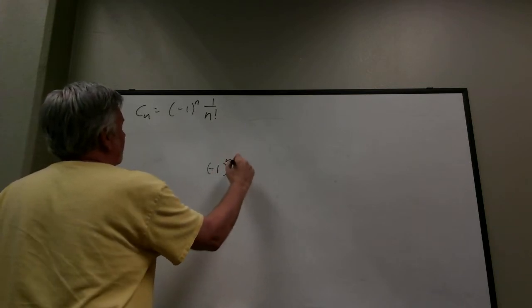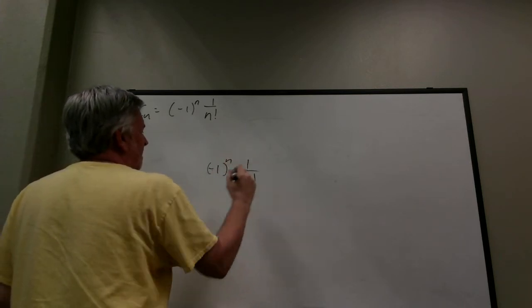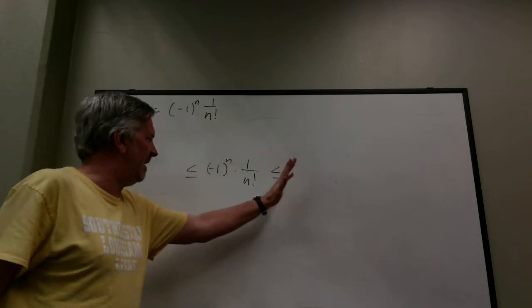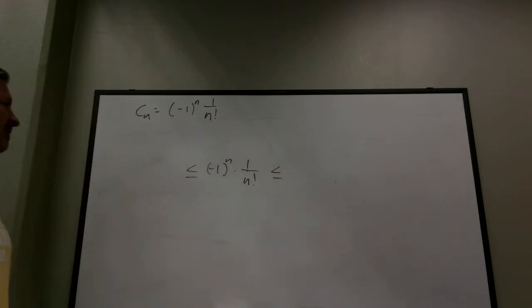Yeah, actually that's kind of the same, isn't it? Well, don't worry about it. Okay, so (-1)^n times 1 over n factorial. All right, let's find a sequence that's always larger than that and one that's always smaller than that.